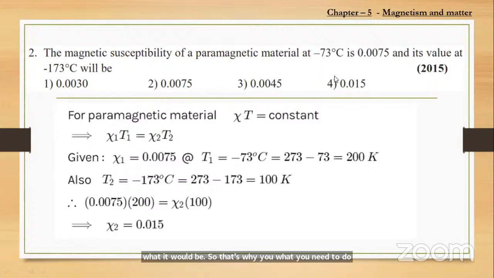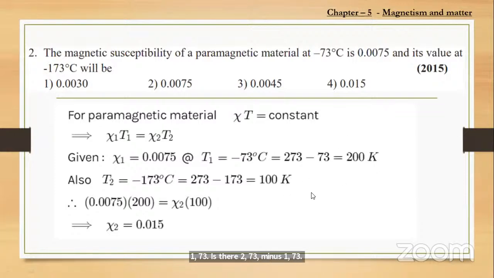Minus 73 plus 273, so the value will be 200 Kelvin. Like that, for the T2 temperature, which is minus 173, 273 minus 173 will be approximately 100 Kelvin.